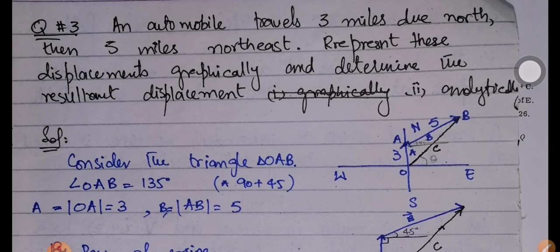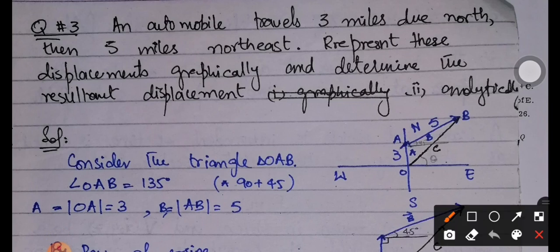So the first thing we are going to construct is the direction. So we have north, south, east, west. Now the first thing is that it travels 3 miles due north. It means it is going to travel in this direction 3 miles. So we have the magnitude 3 over here, and this is the direction of the vector.